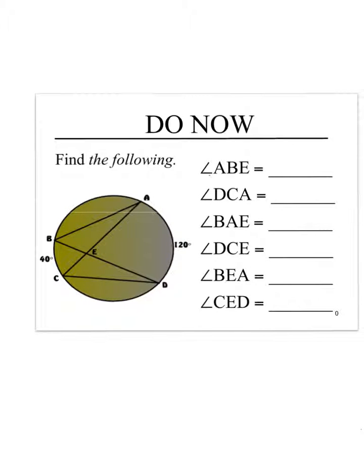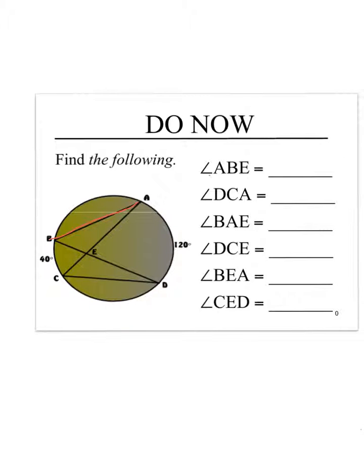So in order to find the following angle measures with regard to this circle, I need to take a look at what type of angles that I have. And the first one's asking me for angle ABE. That is the same thing as angle ABD.